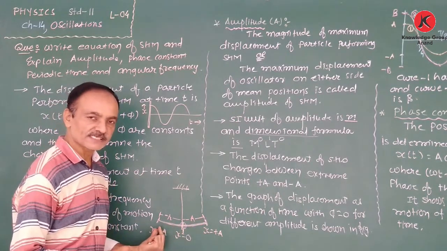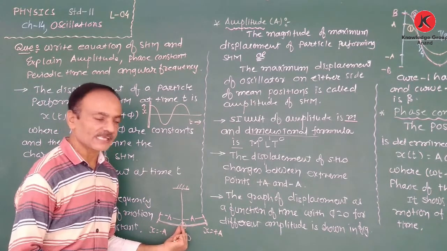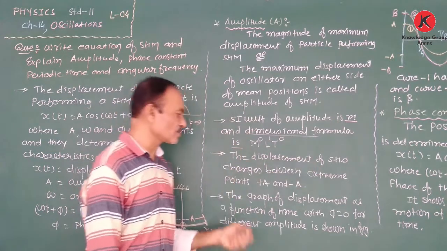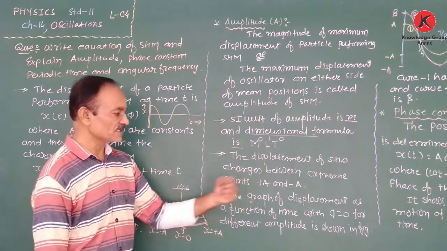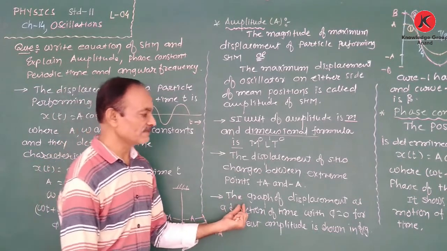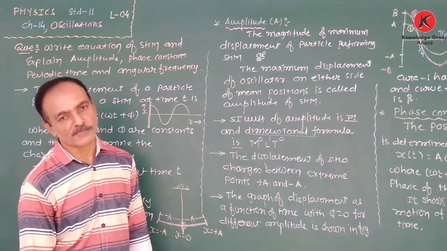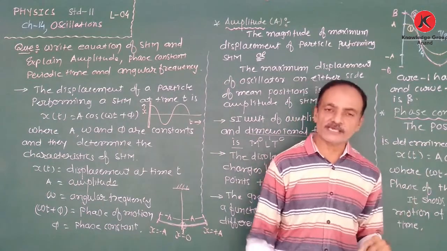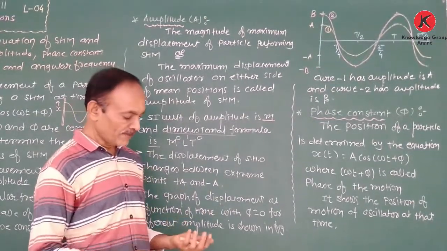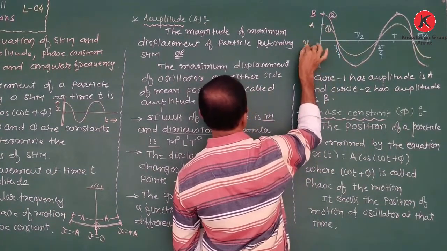The displacement of a simple harmonic oscillator changes between the extreme points plus A and minus A. So the displacement continuously changes with time, and the displacement of the particle depends on its position at that instant of time. Therefore, the displacement of the particle performing simple harmonic motion changes between the extreme points plus A and minus A. The graph of displacement as a function of time, with phi equal to 0, for different amplitudes is shown in the figure. For that purpose, we are drawing a graph of displacement versus time for two different values of amplitude. For graph 1, the amplitude is 1.